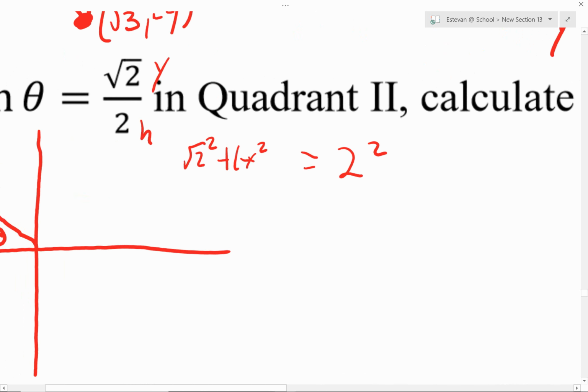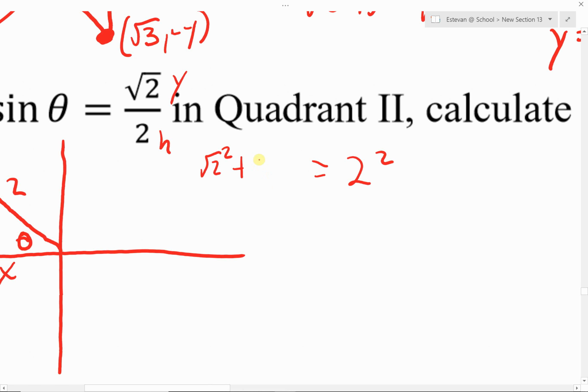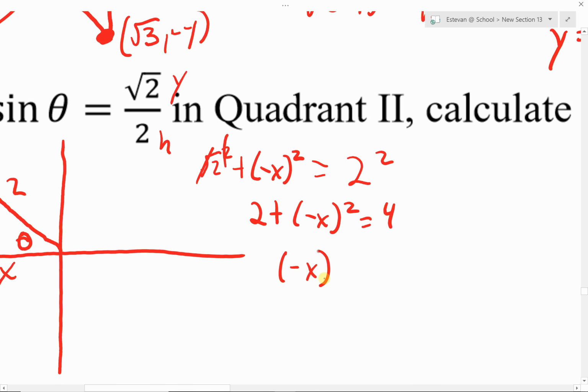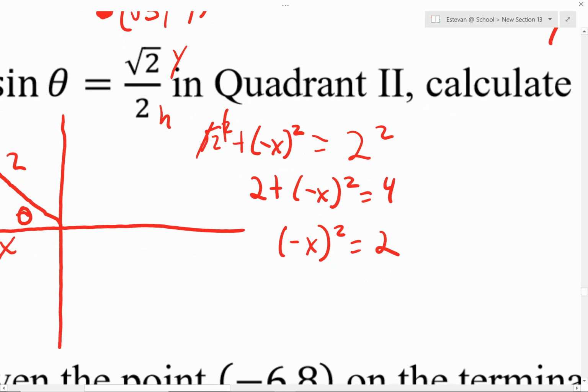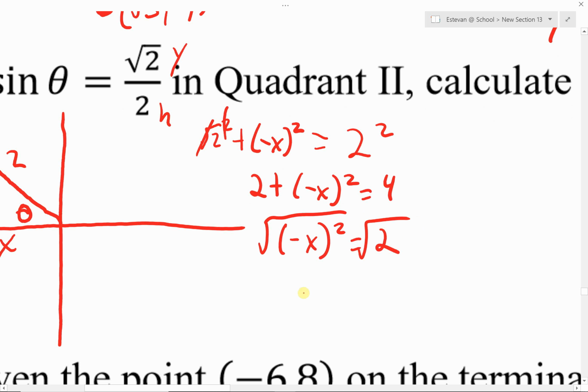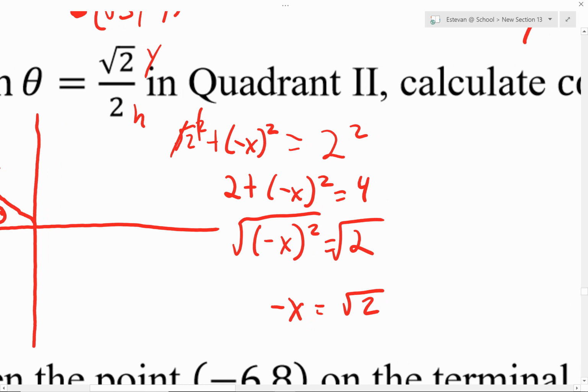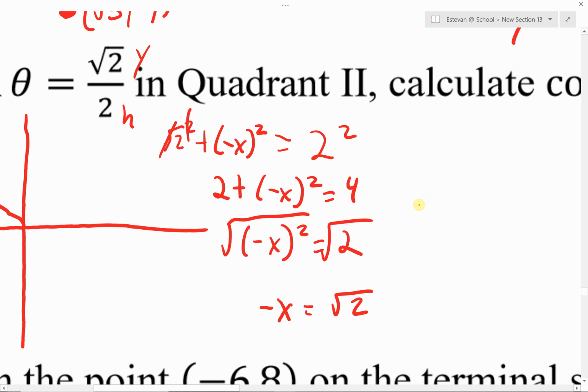So I'm going to zoom in more. Now that we got the points, plus negative x squared. The square roots will cancel, leaving me with 2 plus negative x squared is equal to 4. Subtract 2 from both sides, leaving me with negative x squared is equal to 2. Square root both sides, then that'll be negative x is equal to square root of 2, but x is negative. Why? Because it's in the second quadrant. Just flip the sign, so x is equal to negative square root of 2.